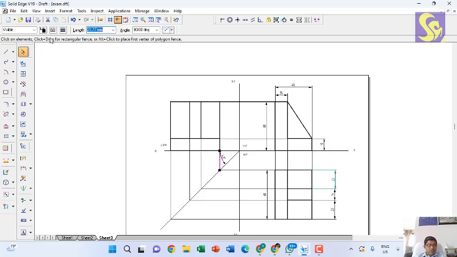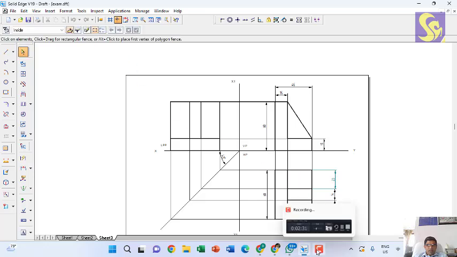This projector I don't require to be thick here. Right, this is how the right side view on the left profile plane, the front view and the top view shall be drawn for this given problem. So thank you.